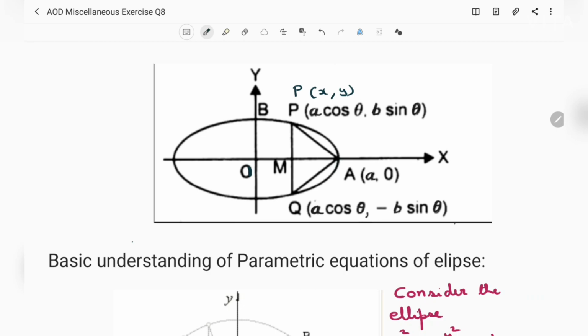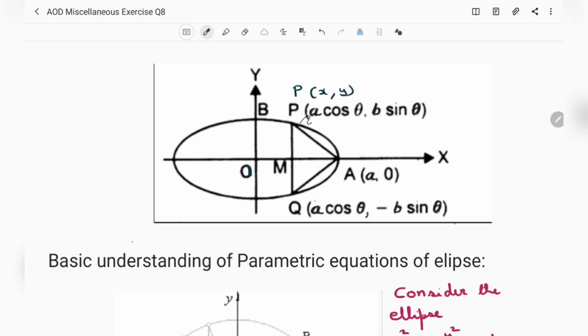Let P(x, y) be any point on the ellipse. We know that the parametric equations of the ellipse are x equal to a cos theta and y equal to b sin theta. So, we can write x as a cos theta and y equal to b sin theta.